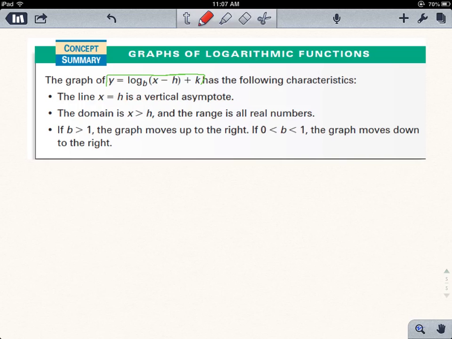Our domain will be x greater than whatever our vertical asymptote is, and the range will be all real numbers, which was the exact opposite of our exponential functions. Okay? And yeah, so that's some of our characteristics of logarithmic functions. But remember, find the inverse, which is an exponential function. Graph that first. Then we can flip it according to y equals x and go from there. Okay?